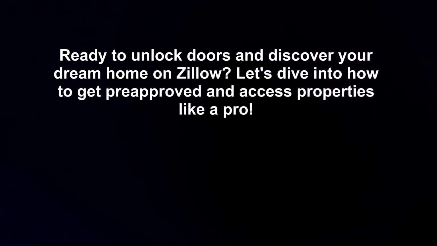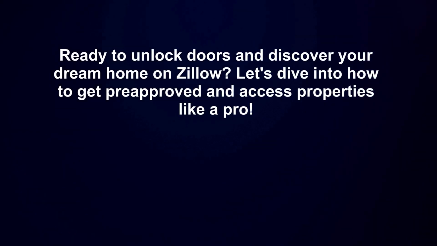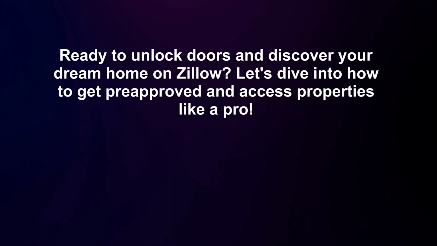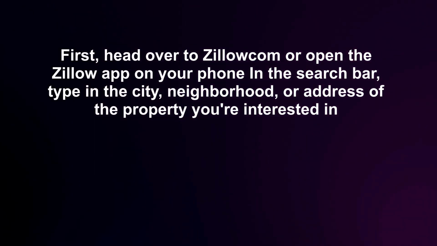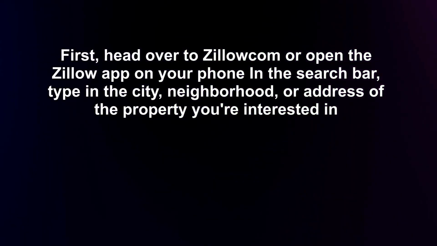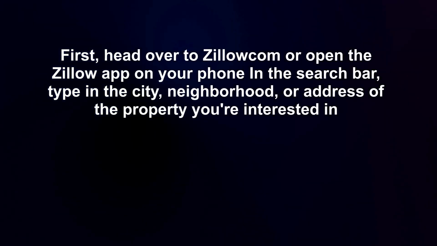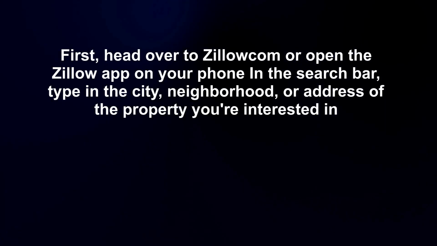Ready to unlock doors and discover your dream home on Zillow? Let's dive into how to get pre-approved and access properties like a pro. First, head over to Zillow.com or open the Zillow app on your phone. In the search bar, type in the city, neighborhood, or address of the property you're interested in.